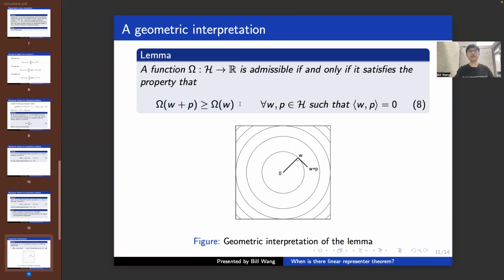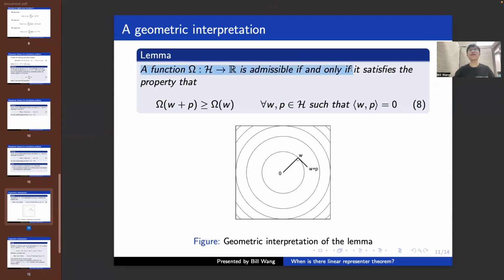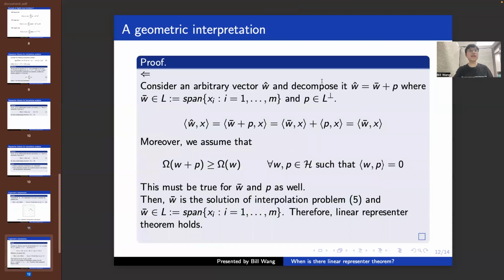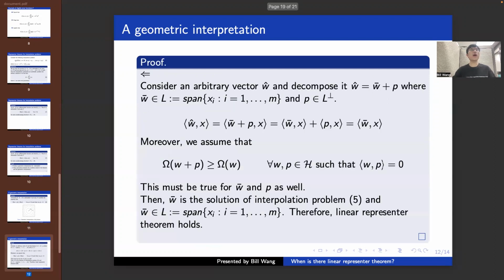All right. So we want to prove this if and only if lemma. So we will prove one way first. At first, I think here we assume this condition is true. Then we consider any W vector. We can consider an arbitrary vector W hat.